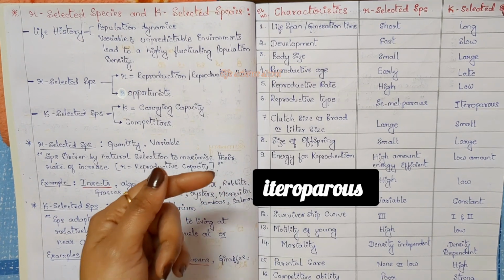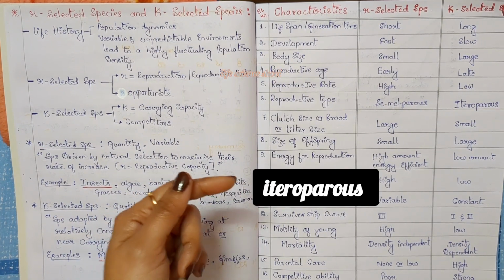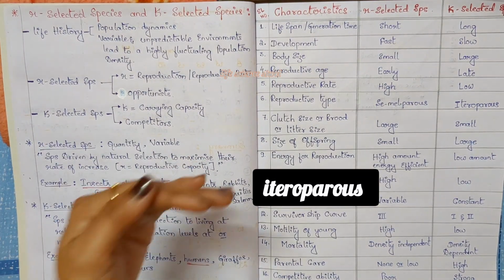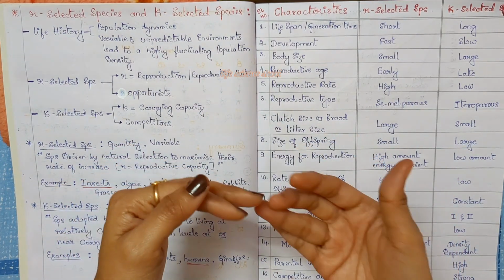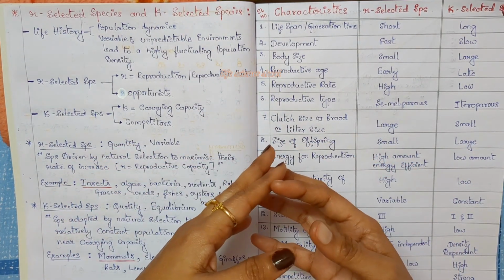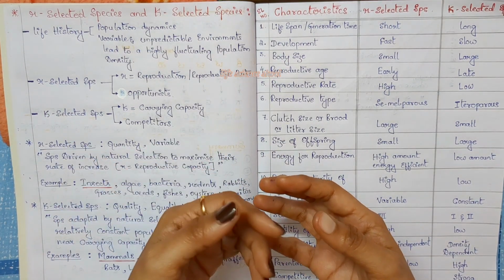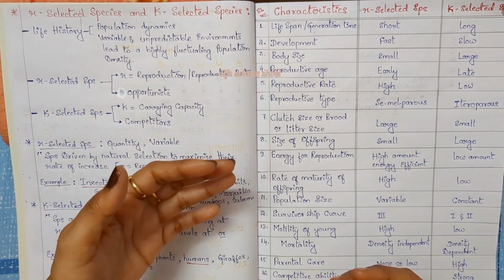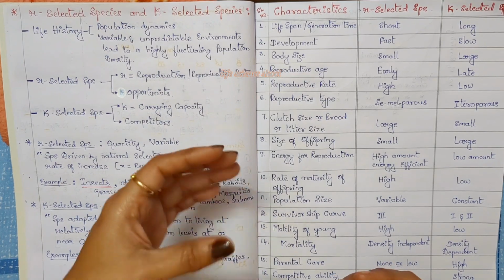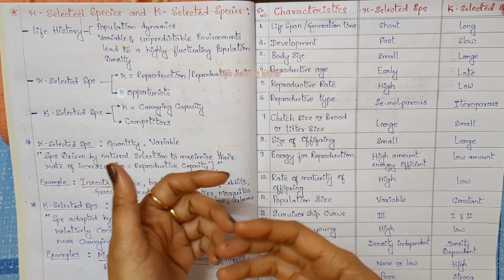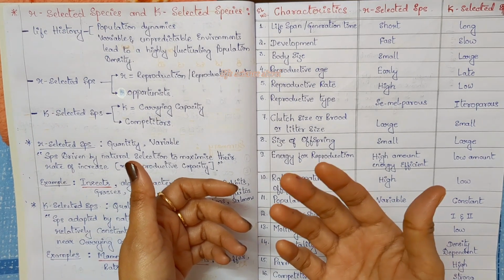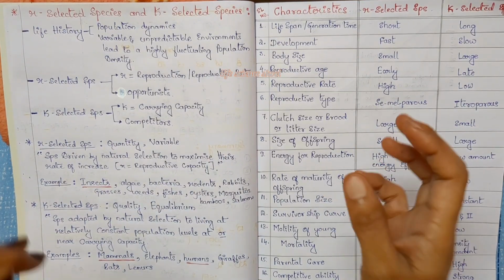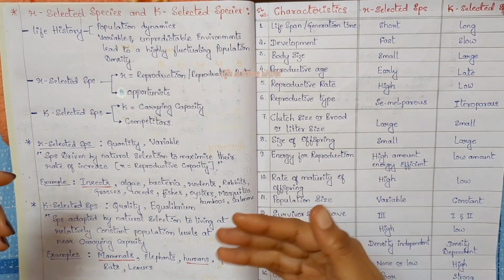Moving on to the second type, that is iteroparity. If you look at the definition, organisms that reproduce throughout their lifetime, with many reproductive episodes per lifetime, are called iteroparous organisms, and the reproductive type is iteroparity. An example of this is mammals. Mammals can have many reproductive periods in their lifetime, whereas some organisms undergo reproduction only once in their lifetime. These are the two types here.